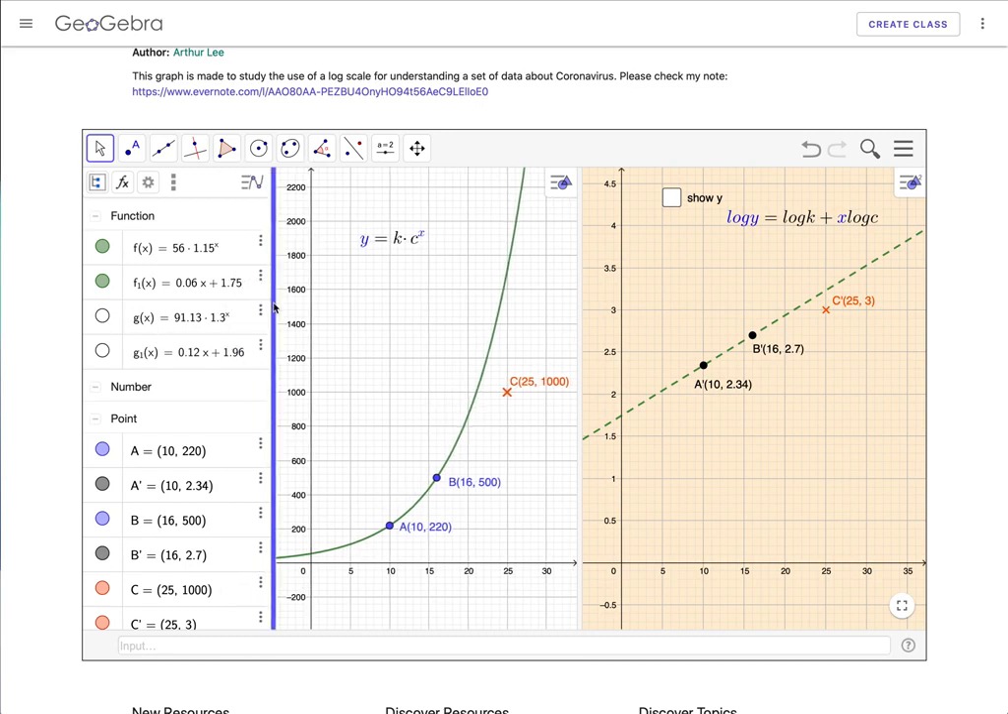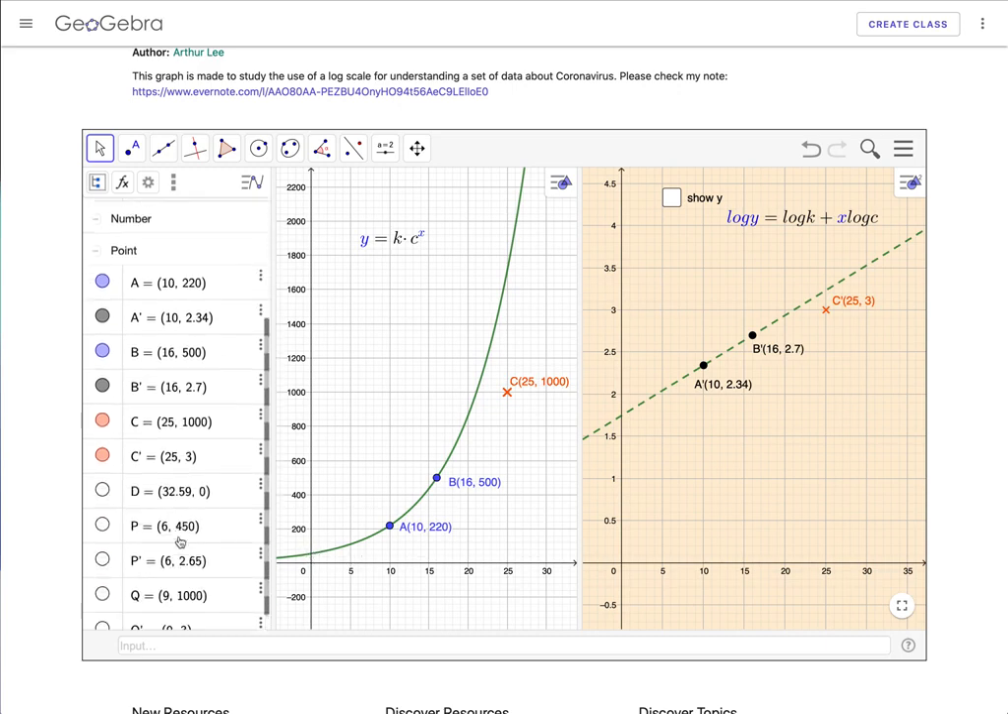So this is shown here. And so in this case, the y-intercept is 1.75 and the slope is 0.06, right? Correspondingly, the factor is 1.15, okay? The growth factor is 1.15 and the constant at the beginning is 56. That means around here, 56 cases at the beginning.